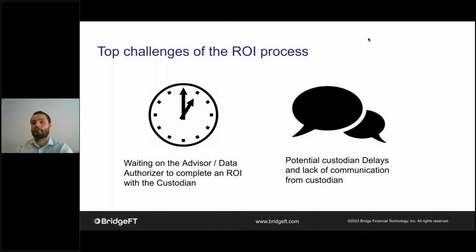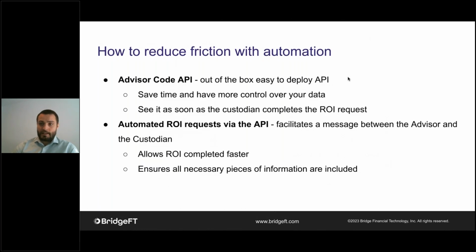So what we've done to try to facilitate that process and make it a little smoother, you can transition to the next slide, please, is two APIs. So first is our advisor code API, which is an easy to deploy API out of the box, and it saves time in the sense that you can preemptively map those advisor codes. So let's say I was an advisor and I kicked off a ROI, or release of information, with Schwab. You can map that advisor code that I'm looking to have sent over to Bridge FT preemptively to the production application. That way, the same day that the data flows through, you'll automatically have access to it and be seeing it through the APIs.